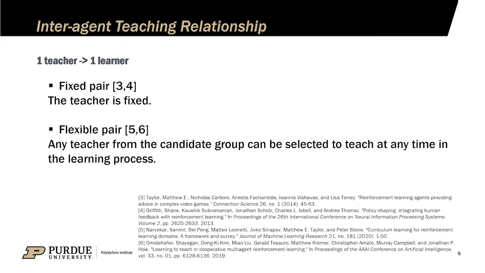There are generally two cases for one-to-one teacher-student relationship here. The first one is fixed pair, which means the teacher is fixed. And the second one is flexible pair, which means any teacher from the candidate group can be selected to teach at any time in the learning process.